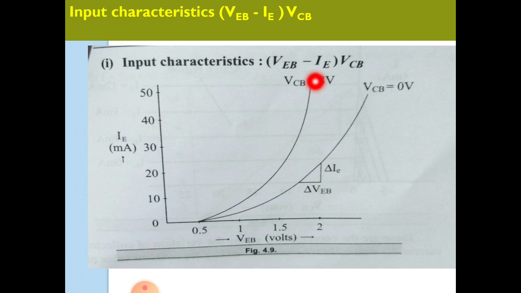Hence we can say that in the common base configuration the input characteristics curve doesn't obey Ohm's law. What is Ohm's law? It is resistance equals voltage upon current.